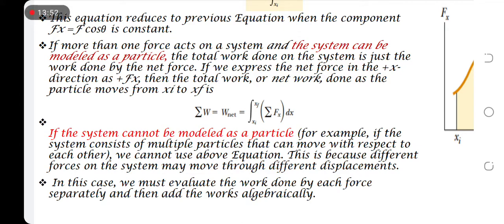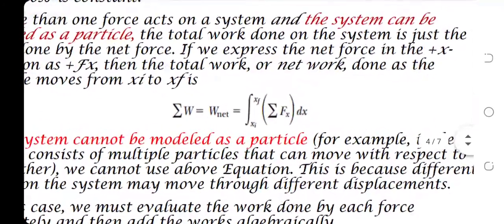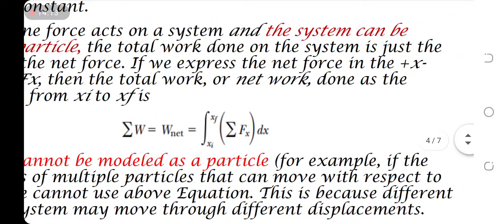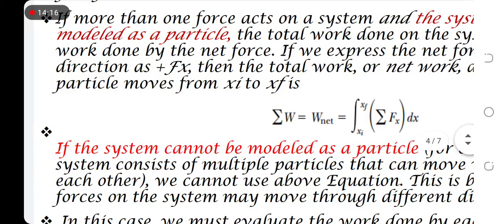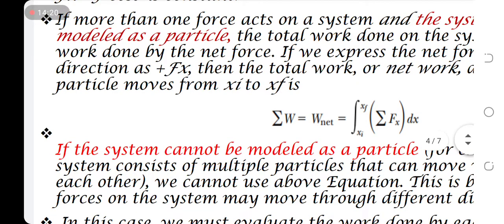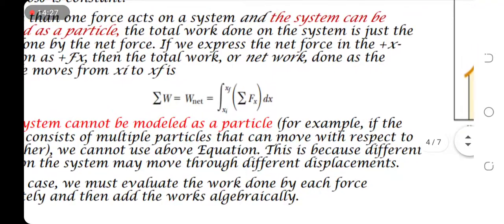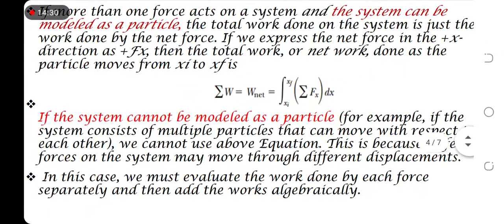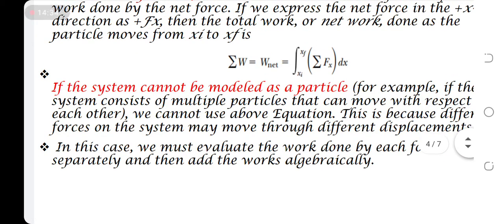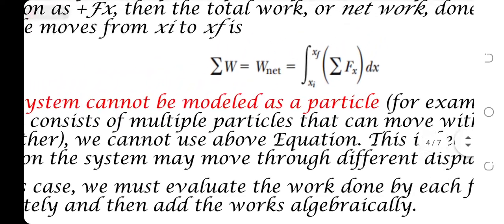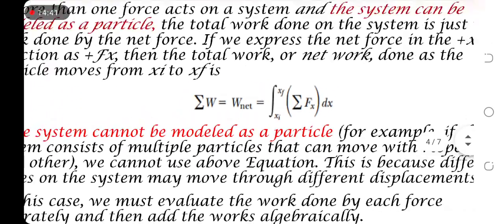If more than one force acts on a system, and the system can be modeled as a particle, the total work done on the system is just the work done by the net force. If we express the net force in the positive x direction as positive Fx, then the total work done, or the net work done, can be written as the sum of W, the sum of all the forces we have included in it.